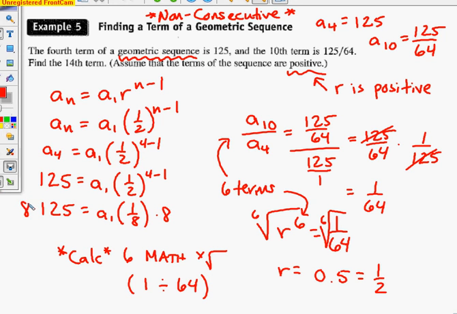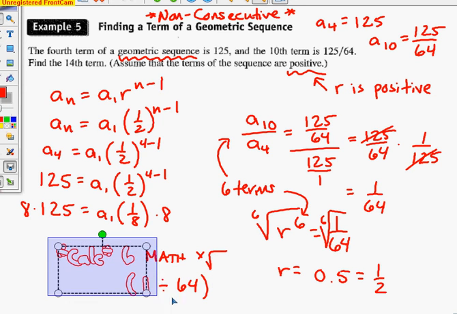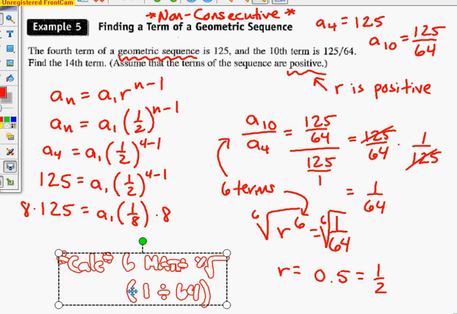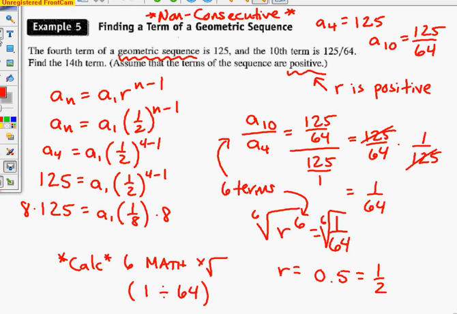And when I do that, I get an a sub 1 value. I'm going to scoot this down. I'm running out of room here. This is quite a hefty problem. I get an a sub 1 value of 8 times 125, which is 1,000.